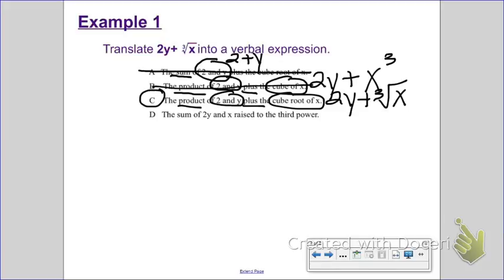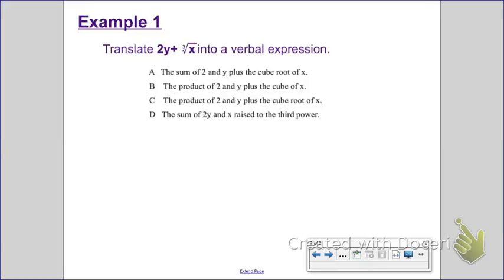Let's check D just to make sure we're right. We have the sum, and what are we taking the sum of? 2y and x raised to the third power. Oh, nope, that doesn't work either. So C is our correct answer.